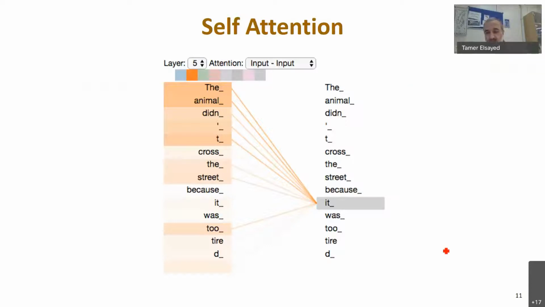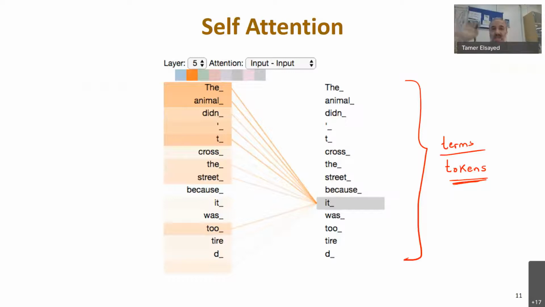Of course, we know very well from previous lectures that these are terms, or actually tokens, in the terminology of transformers. Transformers have their own pre-processing that chunks the input into their own terms, which are actually called tokens. We'll not get into that. There are methods that do that.